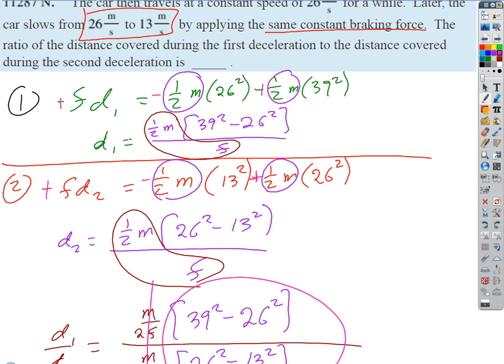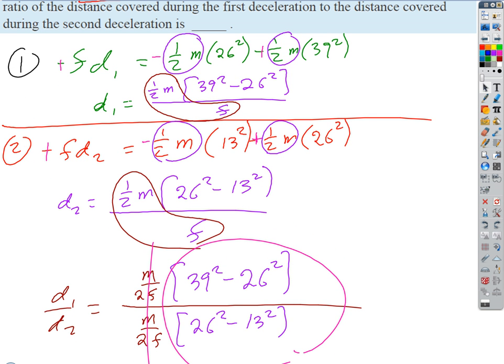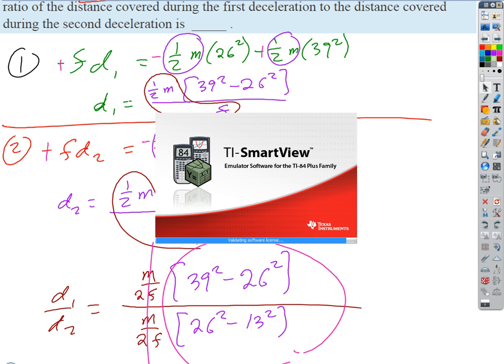And then I've only got 2 sig figs, so I would just round that to 2 places. Okay. And so what's interesting about that is, let me get the calculator here. So do you think the ratio, even though we slowed down by the same amount, do you think the distances, the ratio is going to be 1? No. Which one do you think is going to cover a longer distance? Slowing down from 39 to 26? D1 is going to be a longer distance, isn't it? Yeah.